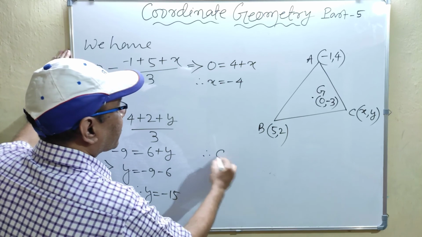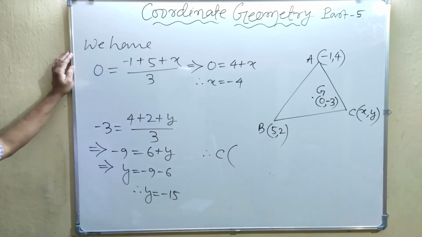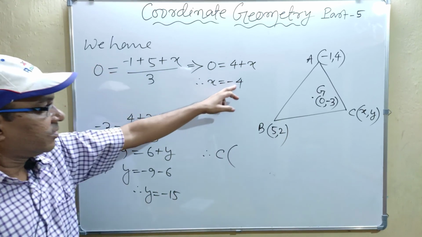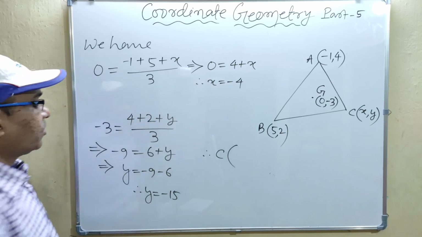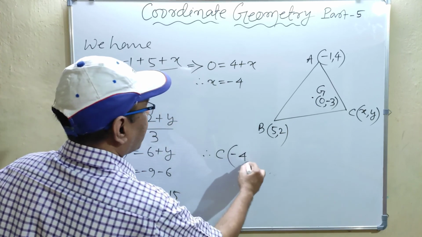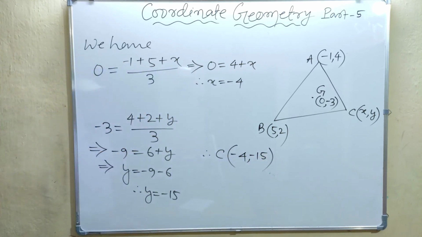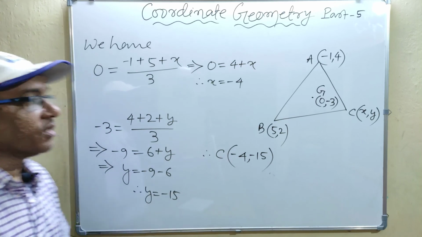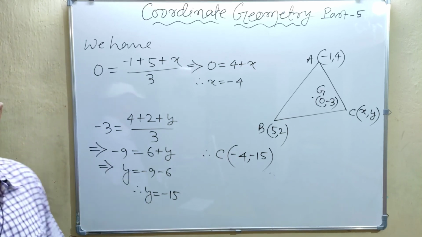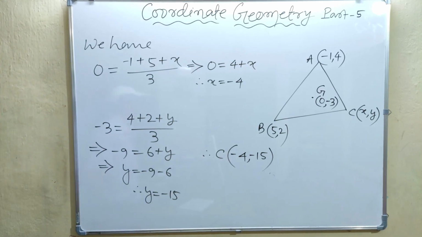Therefore, what will be the third vertex? The third vertex is xy, so x is -4 and y is -15. So the third vertex of the triangle must be -4 -15. So in this way we can use the formula for the centroid of a triangle.